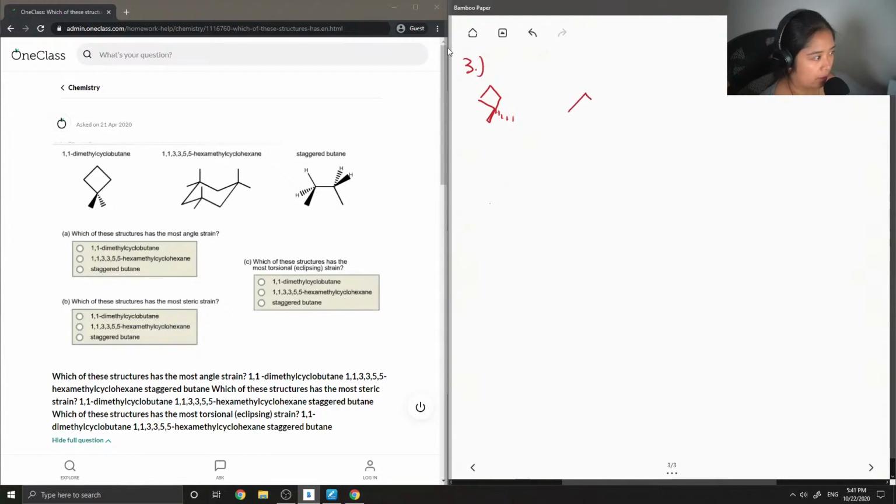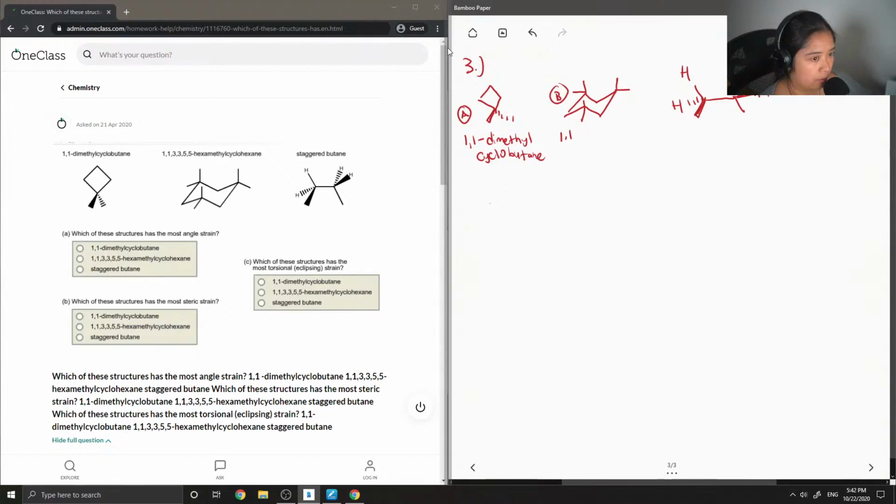I was never good at drawing these chair configurations. And it looks like each of these just has like a methyl group coming out of it. Then this is a staggered butane. Okay, so this is 1,1-dimethylcyclobutane. I'll denote it as A.